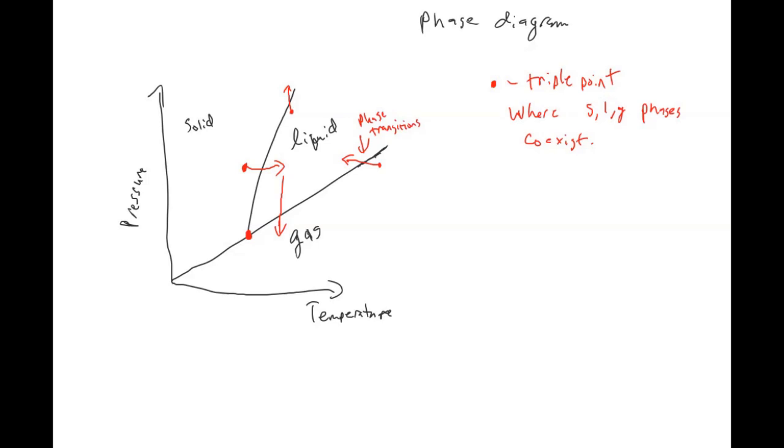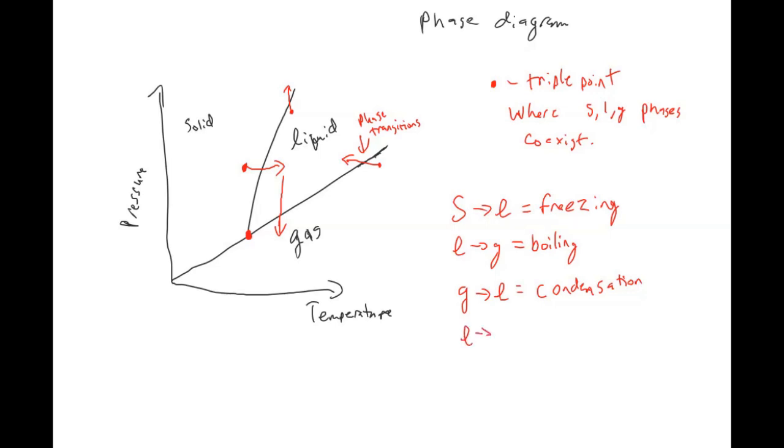And the ones that we just drew are the common ones that people know about. So solid to liquid, that would be melting. Liquid to gas is boiling. Gas to liquid would be condensation. And then liquid to solid would be freezing.